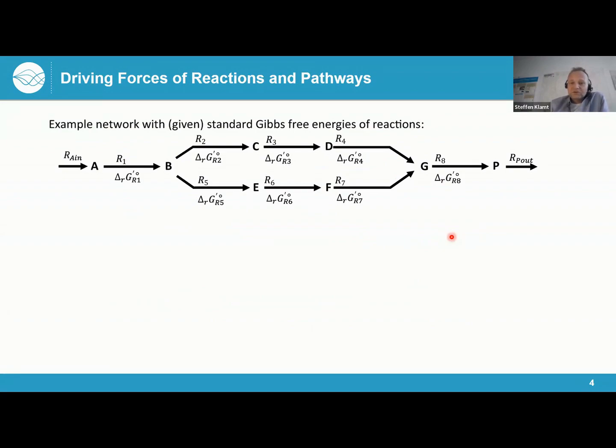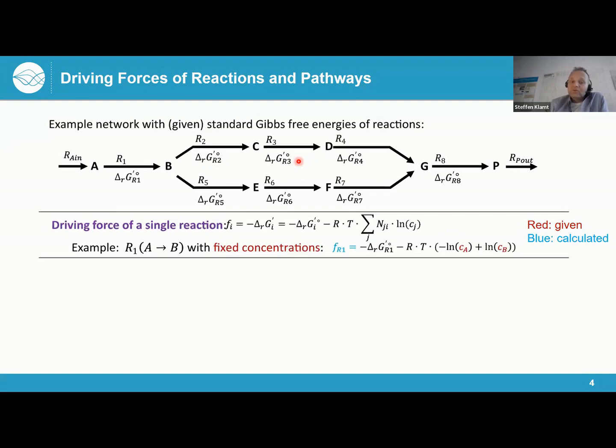In order to address this hypothesis, we will need different notions of thermodynamic driving forces, which I would like to explain in the following, using this simple example network, where we have 2 parallel pathways, and we assume that we are given the standard Gibbs-free energies of reactions. The driving force of a single reaction can be simply defined as the negative value of the Gibbs-free energy change of this reaction, and this can be computed from the standard Gibbs-free energy change, together with the concentrations of the involved metabolites.